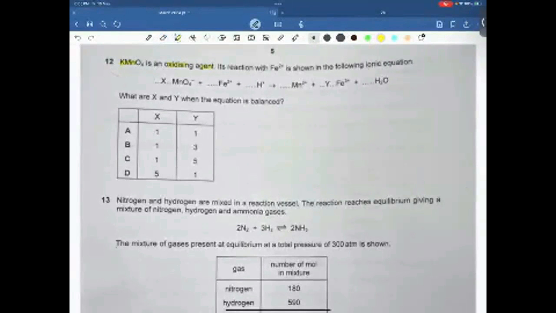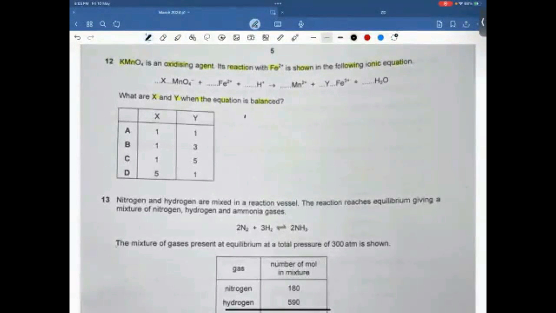It reacts with iron 2 ions, which is a reducing agent, obviously. It's shown in the following ionic equation. What are X and Y when the equation is balanced? So we have discussed this in class. I taught ion-electron rules so that we can balance the ion-electron equations. So let's apply that concept over there, instead of oxidation state, I think that's going to be the easiest one.